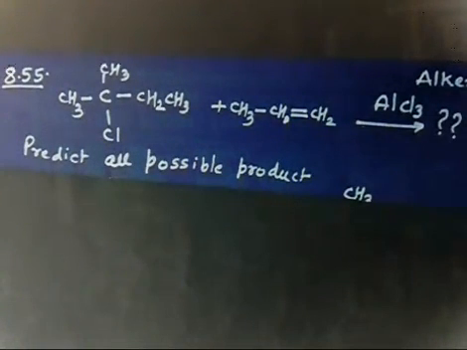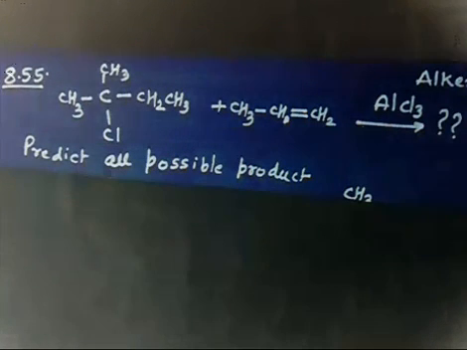You have been given an alkene, an alkyl halide, and AlCl3, and you have to write all the possible products. There are many products that are possible. You can have a substitution product, you can have an elimination product. You have to write all possible products. I will give you a hint about what AlCl3 can do.